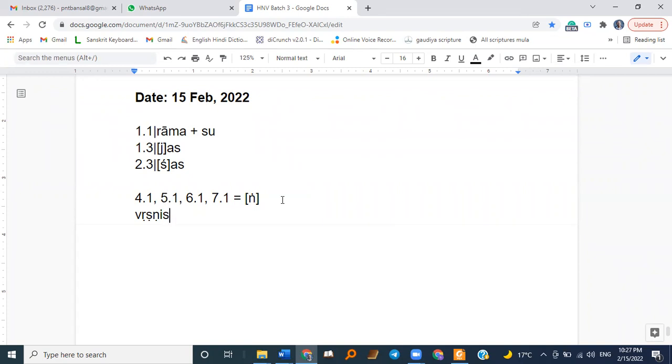Based on this sutra vrishnis, there will be another sutra which will say that whenever vrishni is there, such and such karya will take place. Such and such adesha, insertion, substitution, or deletion will take place. So based on the indicator letter, certain applications or operations will take place. So that is the third usage. The example we'll do ahead. I'm just giving some theory about this, so as we move ahead, we'll get to know about this.